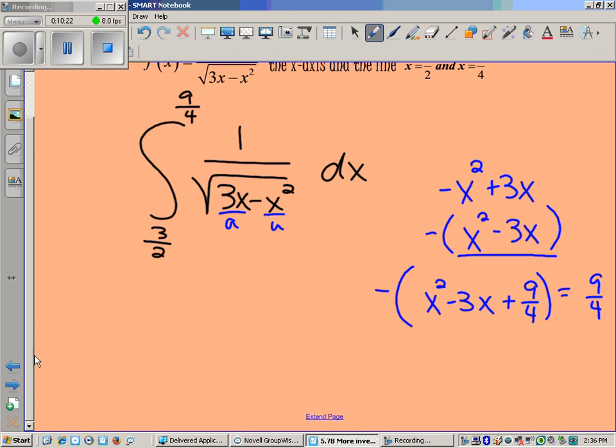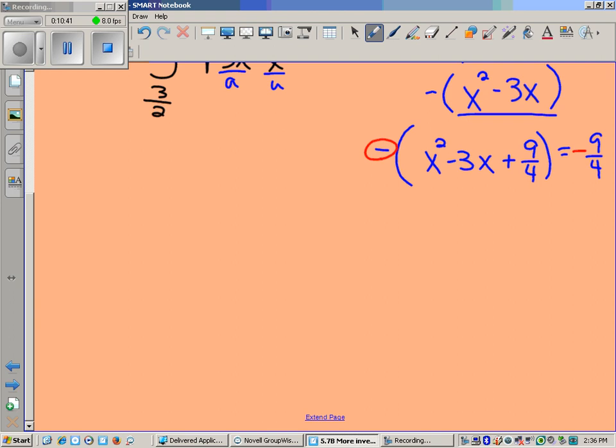Okay? All right, here's the tricky part though. Because there's this extra negative out in front, there needs to be a negative on this side to balance out that 9/4. Okay, because this isn't a normal completing the square on this left side because of that negative. So because there's that negative there, we also have to add a negative to the right side.